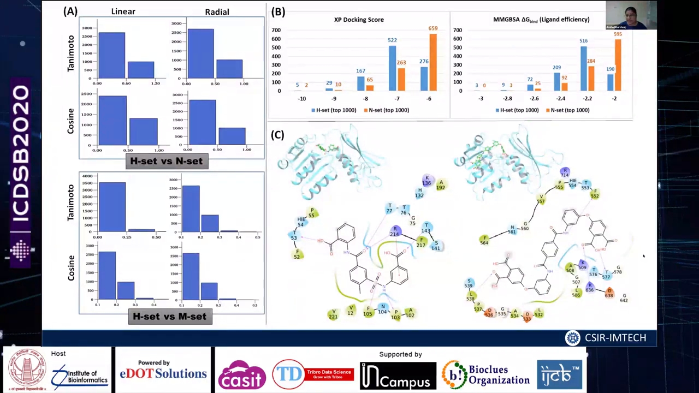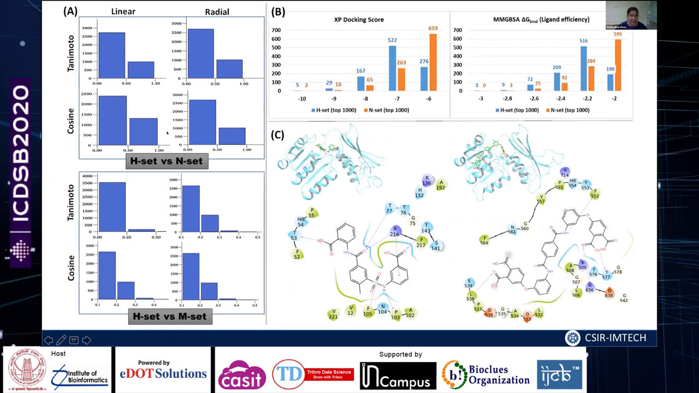So this is basically to discuss the initial observations. What we see for the top H set 1,000 molecules and top N set 1,000 molecules is that the docking score as well as the ligand efficiency is better for the H set. So our hypothetical molecule has a better binding to the binding pockets of DAPB as opposed to the cofactor.